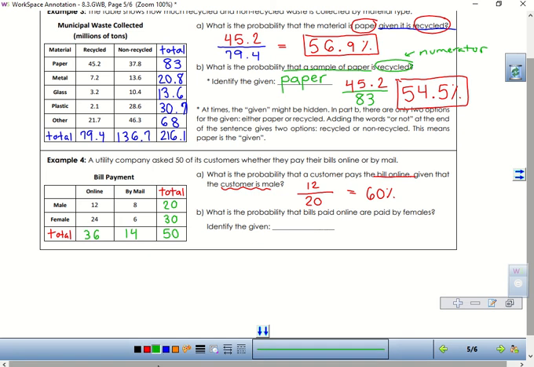So the next one says, what is the probability that the bills paid online are paid by females? So, what's the given here? Anybody know? Is it online or females? Online. So we're talking about the bills paid online and then the percentage of those online bills paid by females. So, this is going to be your denominator. So how many people in general pay their bills online? Good. And how many of them are female? Good. So this amount is going to be 66.7%.